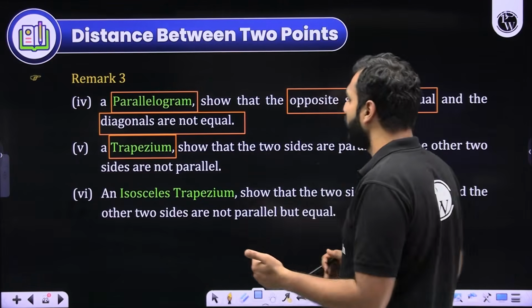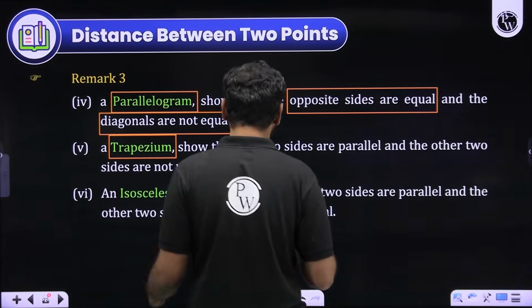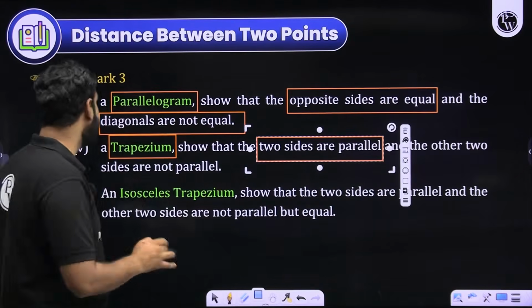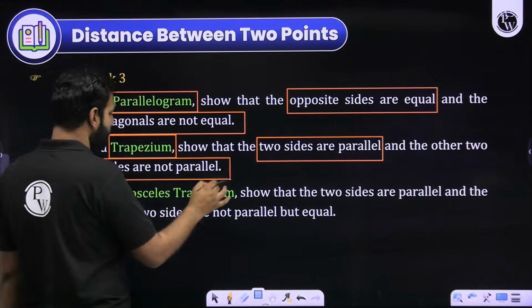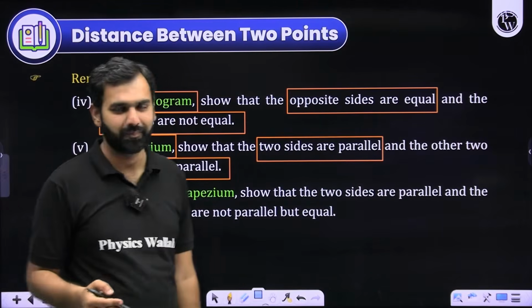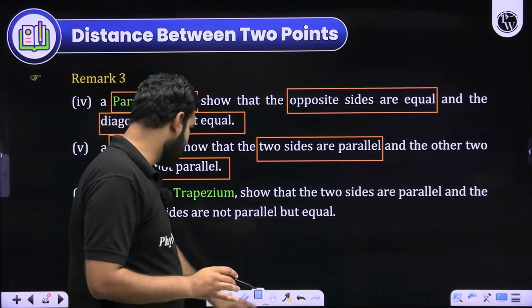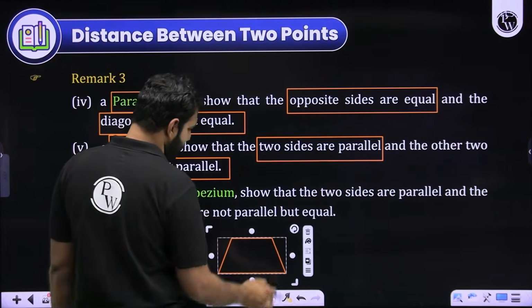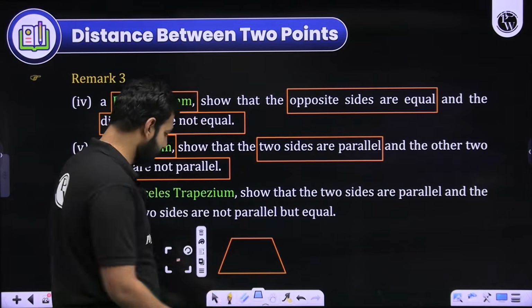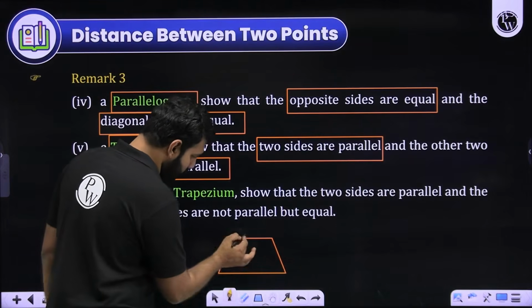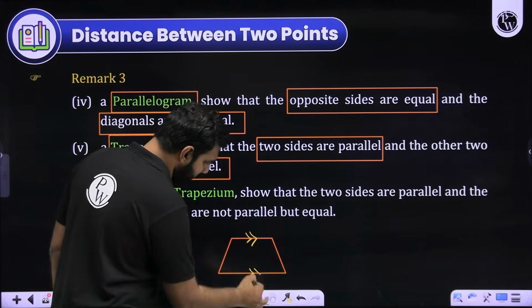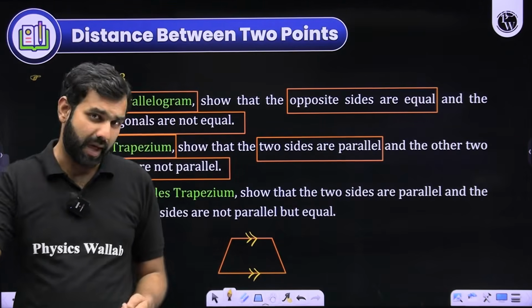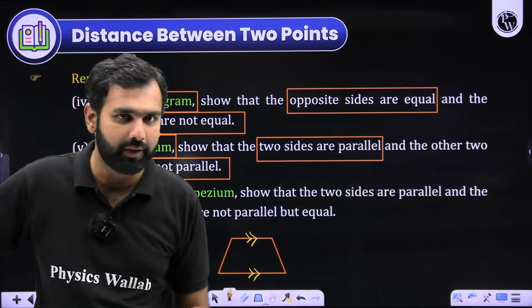Now, when you talk about a trapezium, what we need to show is that two sides are parallel and the other two sides are not parallel. If I could do that, I'll say that this is a trapezium. I repeat, this is how a trapezium looks like. So this is the trapezium. What's so special about it? That this pair of lines is parallel. So if any pair of sides is parallel in that quadrilateral, then we call it a trapezium.